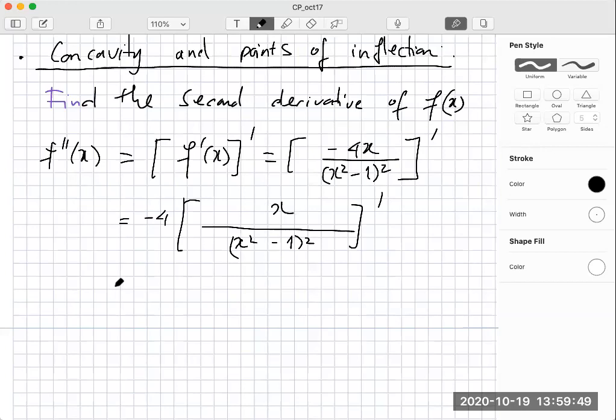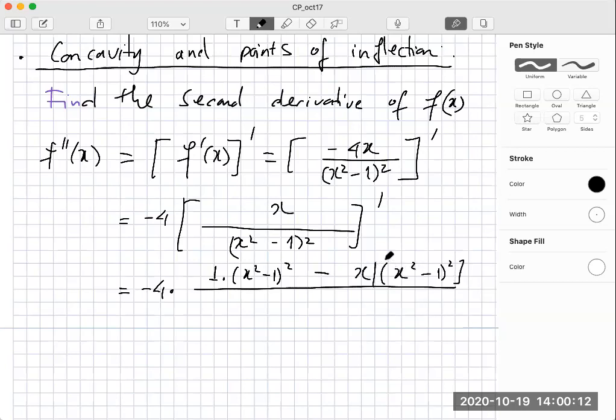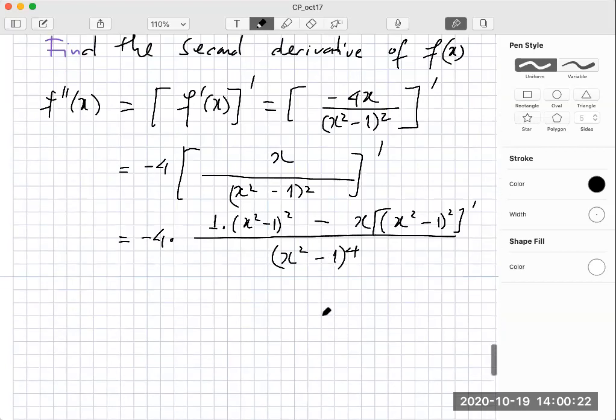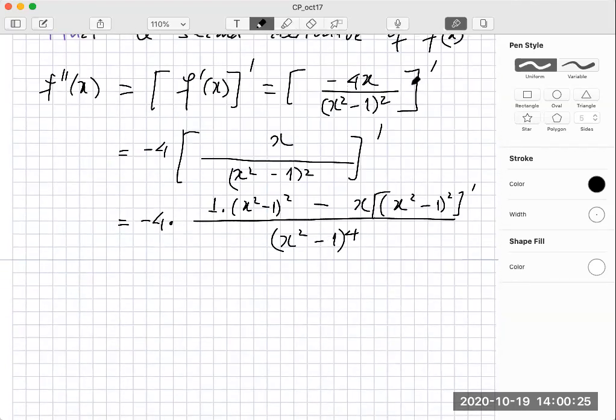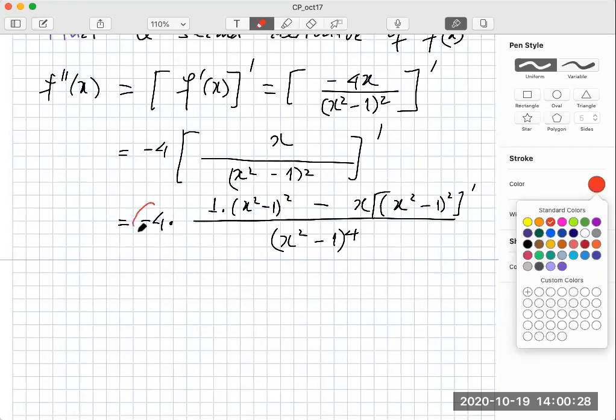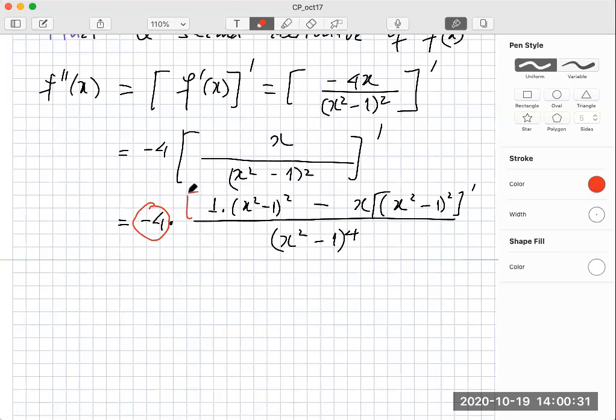Then what is it now? Yes, quotient rule gives us, let us write it this way, right? And then square gives us to the fourth. Very good. Here, remember, just be careful. This is negative 4 multiplied with the whole numerator here. So let us write it carefully.